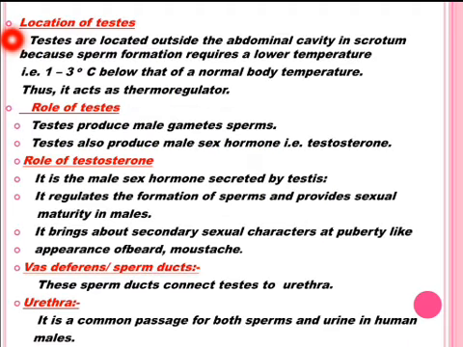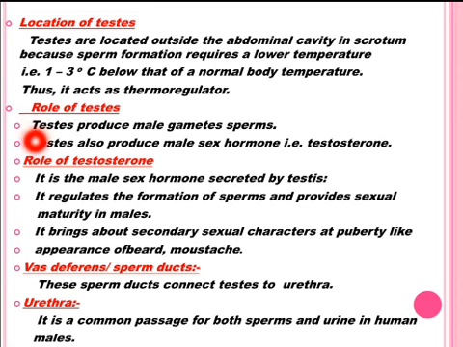Let us see what you have studied with the help of the diagram about human male reproductive system. One is location of testes. Testes are located outside the abdominal cavity in the scrotum. It is a very important question from examination point of view. Where are testes located and why? Testes are located outside the abdominal cavity in the scrotum because sperm formation requires a lower body temperature, that is 1 to 3 degrees Celsius below that of the normal body temperature. That is why it acts as thermoregulator.